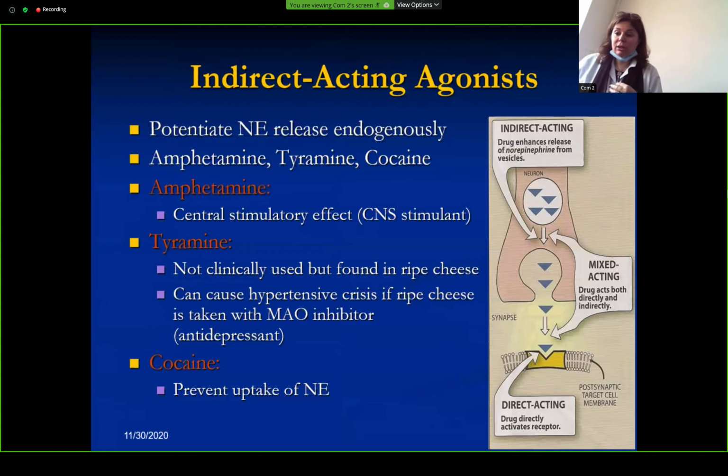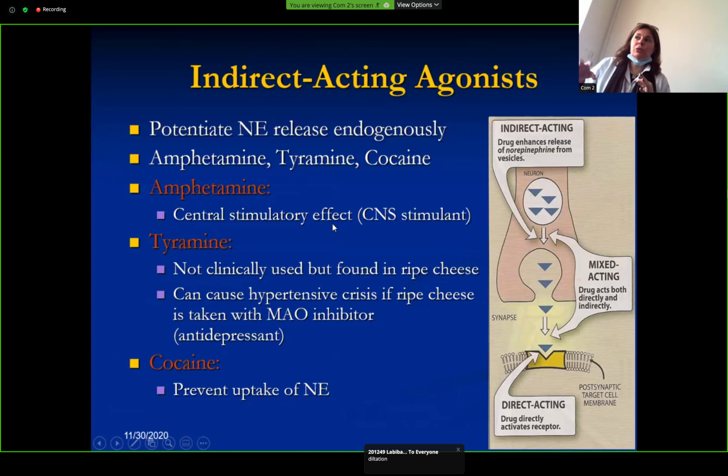Now, the indirect acting ones potentiate norepinephrine release endogenously. We have amphetamine, tyramine, and cocaine. Okay, amphetamine is essentially stimulatory. Now, when you go in the ER, they will tell you it's a drug of abuse, but it's one of the medications they give in ADD, attention deficit. When you take neurology, you will hear about the amphetamine. How it acts, I will tell you in more detail, but they are indirectly acting, so we are not talking about the receptors. As you see, the direct acting is on the receptor.